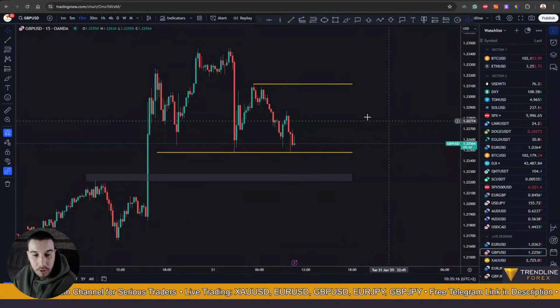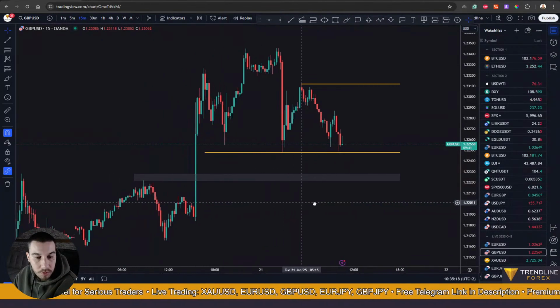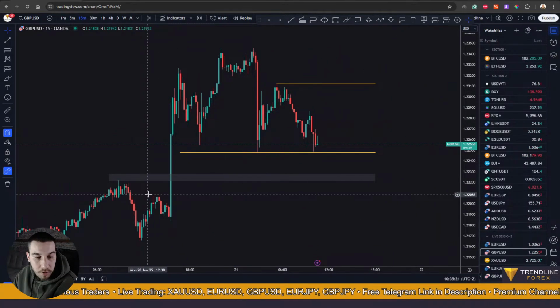I'm going to delete that for now. I'm not even sure if price is going to drop down to retest this previous structure right here.